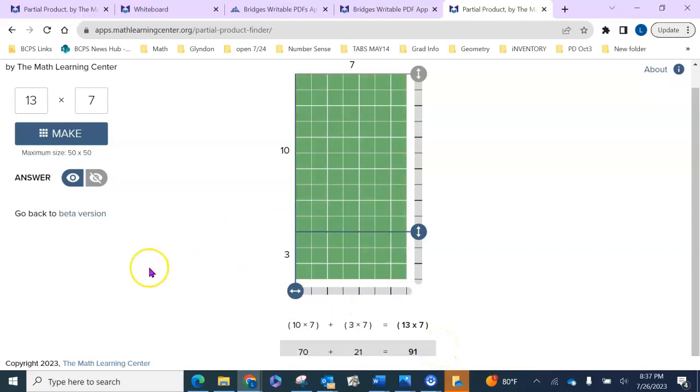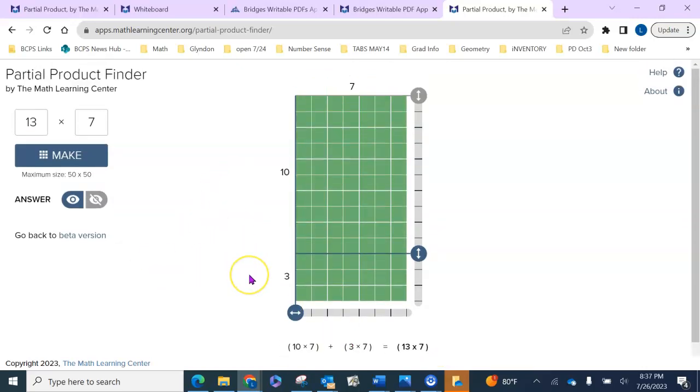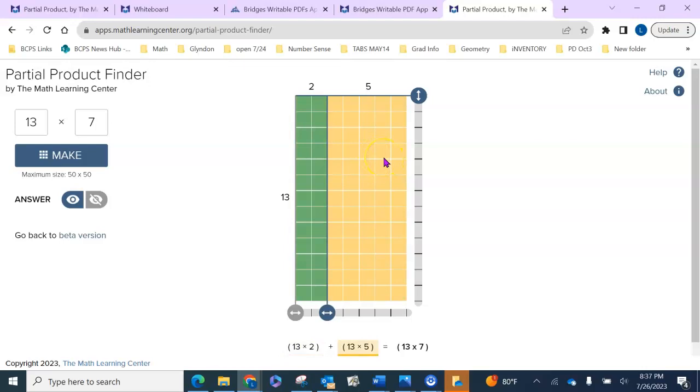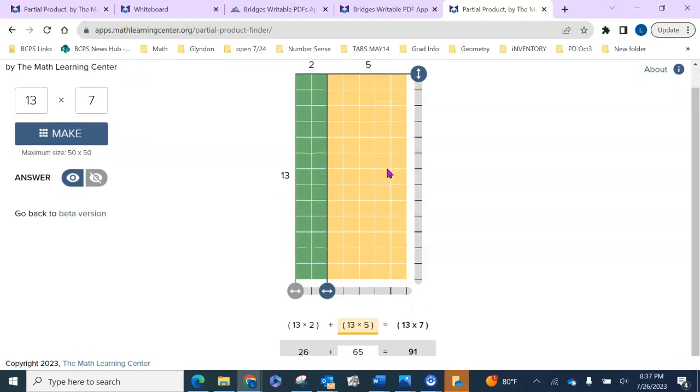And of course, breaking apart by 10 and 3 is not the only way to solve it. I could, if I wanted to, put this back at 13 and make this into 2 and 5 to break apart my 7. 13 times 2 might be an easy thing to solve because I'm just doubling my 13. 13 times 5, maybe not so easy to do until I think about my half 10 facts. 13 times 10 is 130, and half of that is 65.